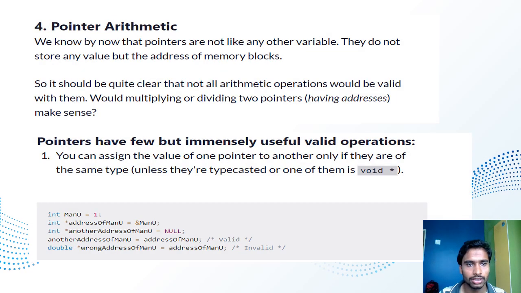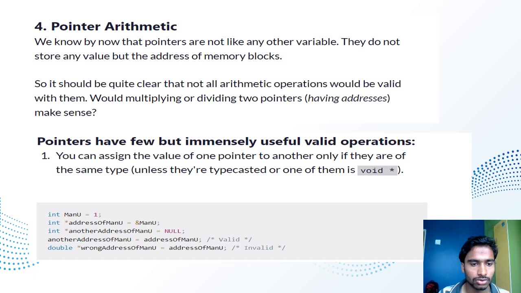Pointer arithmetic. We know by now that pointers are not like any other variable. They do not store any value but the address of memory blocks. So it should be quite clear that not all arithmetic operations would be valid with them. Would multiplying or dividing two pointers make sense? Pointers have few but immensely useful valid operations. The first one is: you can assign the value of one pointer to another only if they are of the same type, unless they are typecasted or one of them is void *.